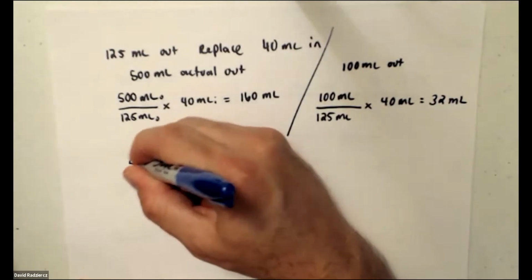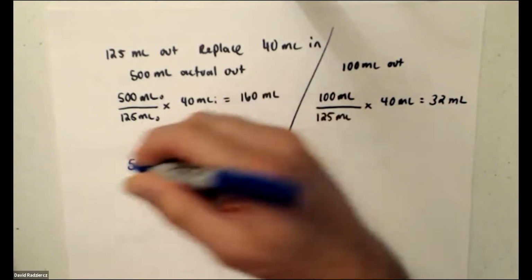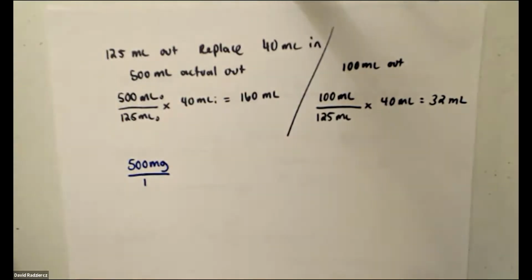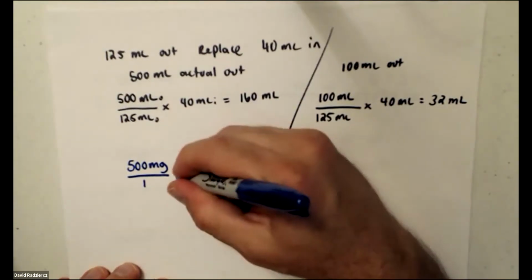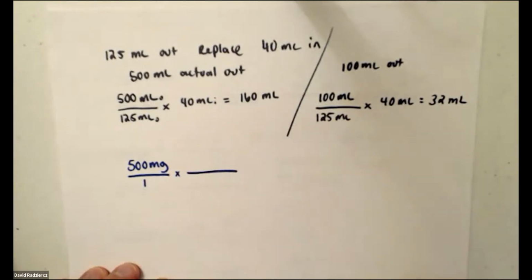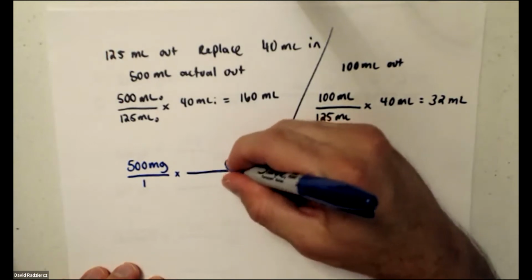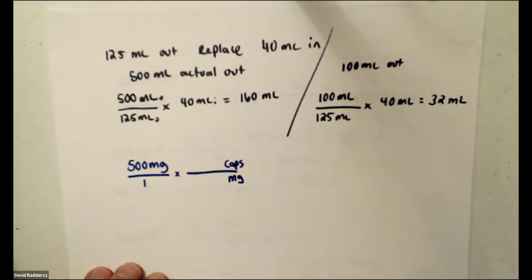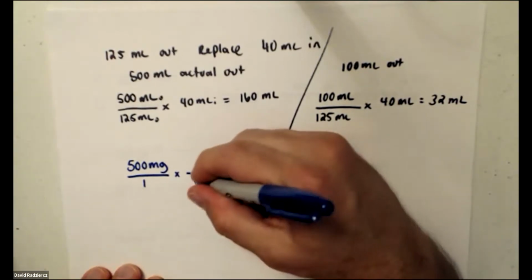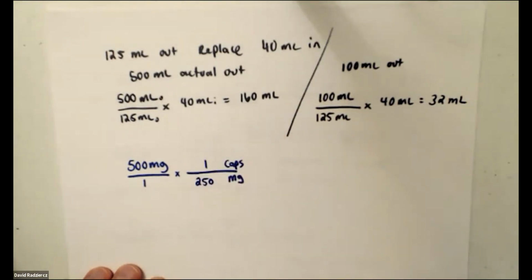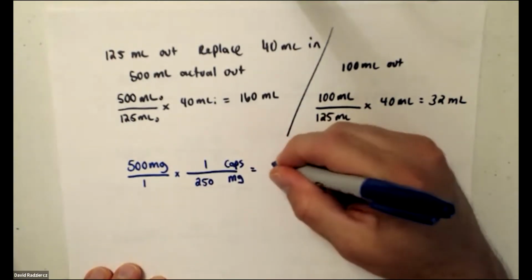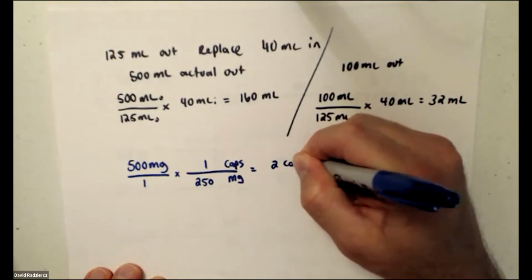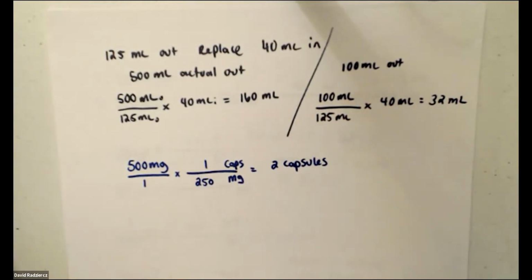I'm ordered 500 milligrams. Again, I just put that over 1 to organize things. I have available 250 milligrams per capsule. The question says, how many capsules do I administer? So if I'm looking for capsules and I know the milligrams per capsule, then I can set up using dimensional analysis. 250 milligrams per capsule. And then I'm going to give them 2 capsules per dose. All right, so I'm just going to write per dose.